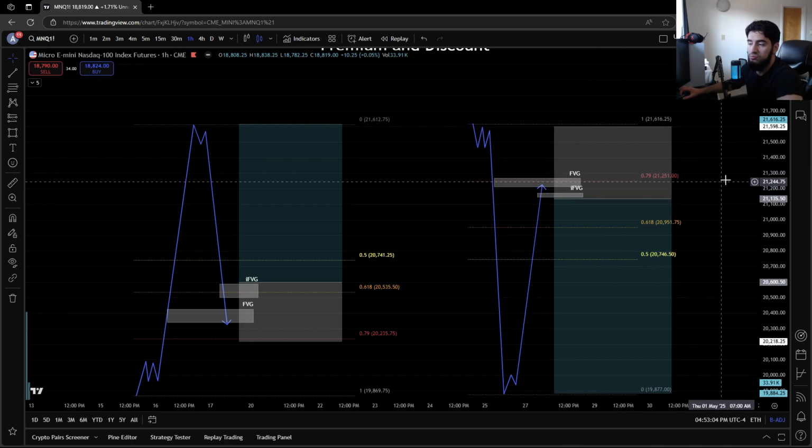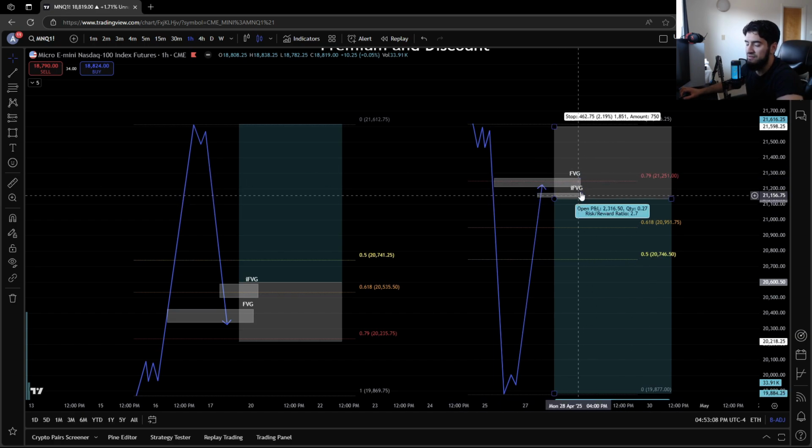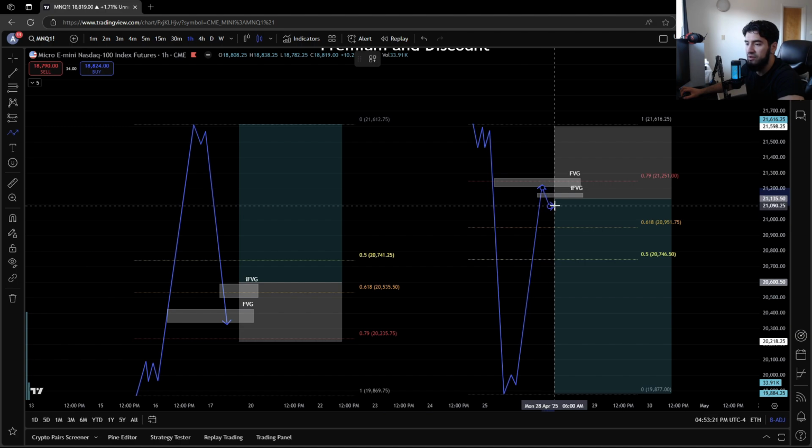Now, let's say for your entry model, let's say you enter on inverse fair value gaps, right? So now the final step for the trade is for this little, let's say 5 minute, 1 minute, or whatever fair value gap to get inverse, right? Once price ends up closing below this fair value gap, right?